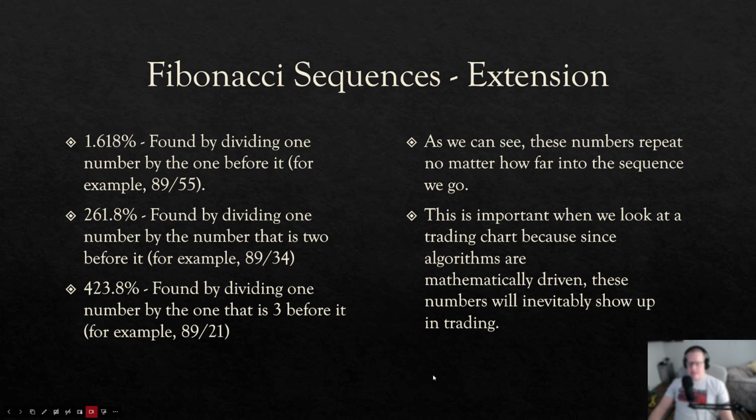So here is Fibonacci sequences for extension. The 1.618 is found by dividing one number by the one before it.